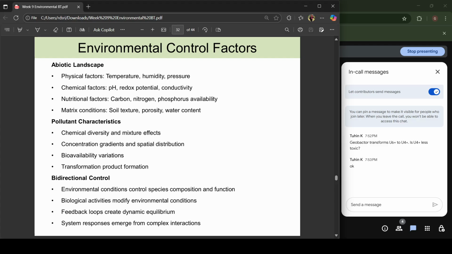So what we refer to as a dynamic equilibrium is that there is continuous degradation happening. The microbes are very active and the continuous degradation is happening, but the contaminant is getting reduced. It is getting produced and it is getting reduced. So that gives us a dynamic equilibrium. And then system responses emerge from these complex interactions, which we have as a result of our systems level analysis.